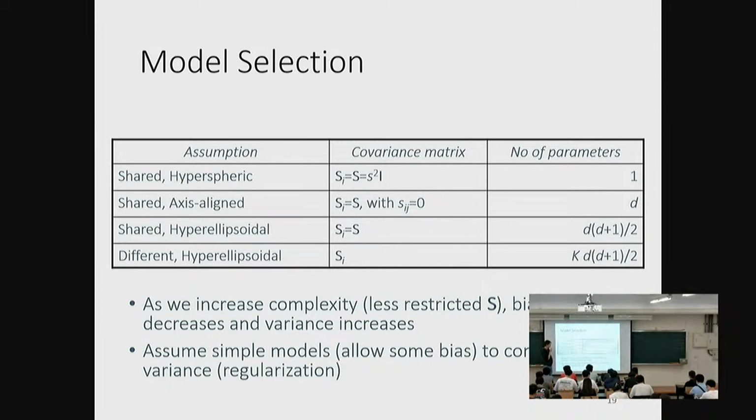And of course, as we know, if you increase the complexity, meaning less restriction on Sigma i, bias decreases and variance increases. Basically, if you make the model more complex, on average it's probably going to hit the right value better. But because you cannot collect enough data every time, you have larger variances, so it's likely to create suboptimal solutions. You might also want to always assume simple models, allowing some bias to control for variance.